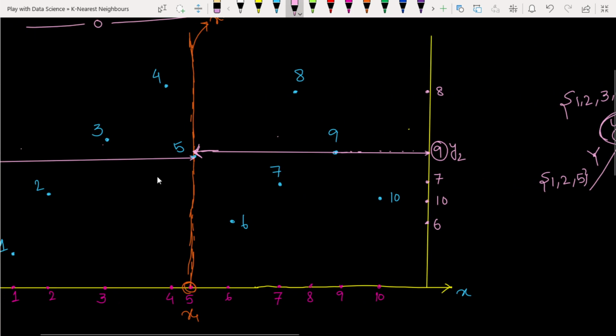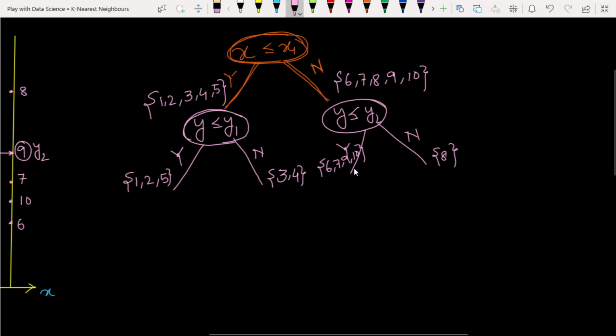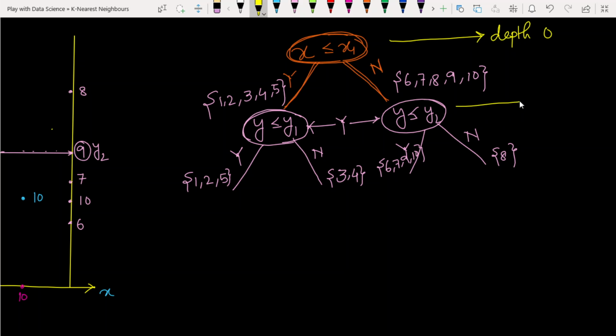Now let's come to this point, the left side. First we did the x-axis comparison, and in the next step we do the same for the y-axis comparison. This is depth 0, this is depth 1, and this is depth 2.